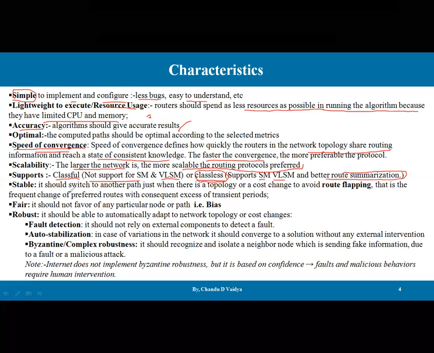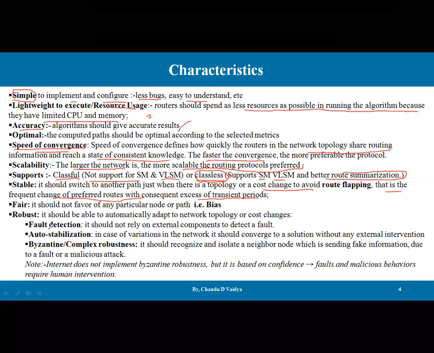Then stable: it should switch to another path only when there is a topology or cost change, to avoid route flapping. That is the frequent change of preferred route, which results in excess transient periods. What happens if so many changes occur in the network, any link goes up, any link has crashed, any router has crashed? At that time it is still going to be stable, okay, because that topology information needs to be spread over the entire network, and on the basis of that the decision can be taken. So it is supposed to be a stable one, guys.